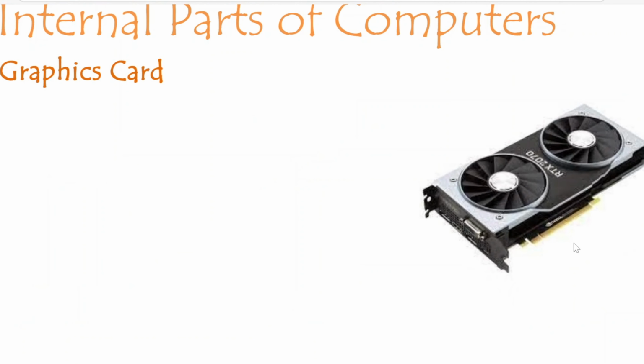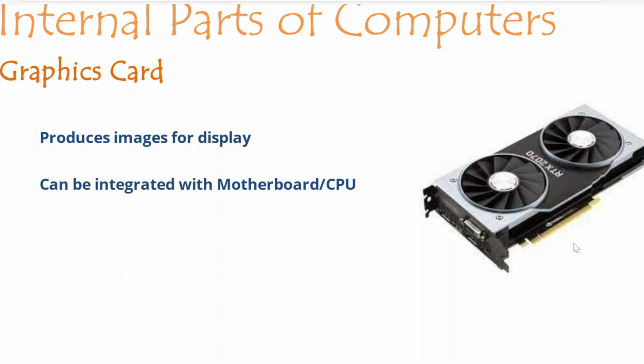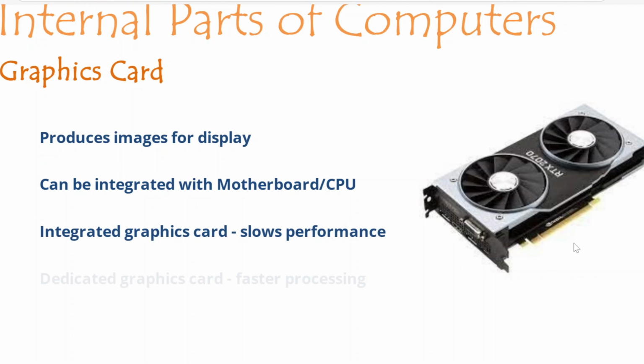A graphics card is an expansion card which processes a feed of output images for a display. They can be integrated into the motherboard or the CPU of the computer. There are two types of graphics card: integrated graphics card and dedicated graphics card. The integrated graphics card is integrated in the motherboard or CPU and tends to affect the performance of the computer by slowing it down.